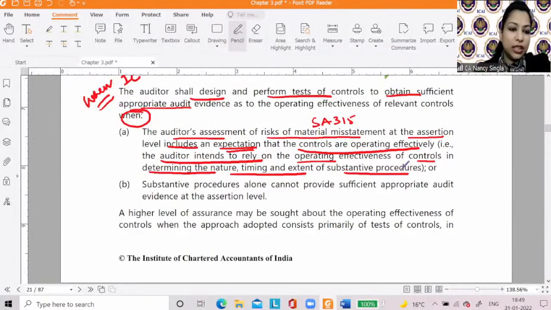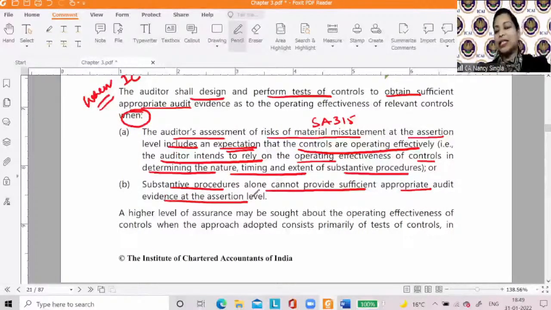And the second situation is what? When substantive procedure alone cannot provide sufficient appropriate audit evidence at the assertion level. I gave you the example: let's say the volume of transaction is very high. So applying only substantive procedure will not give you sufficient appropriate audit evidence. So the auditor will first check the internal control.